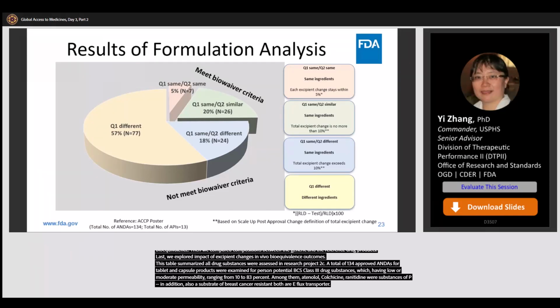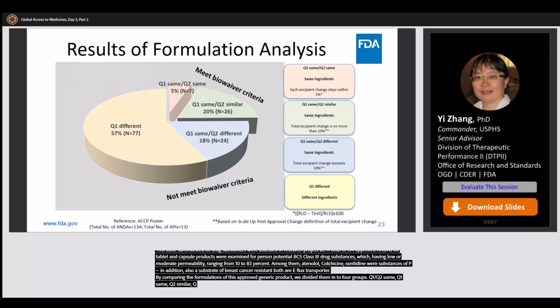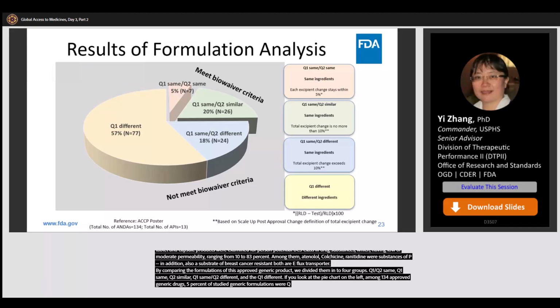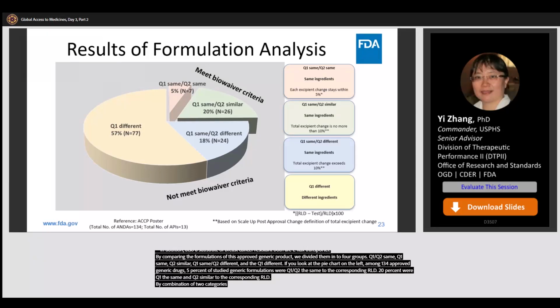By comparing the formulations of these approved generic products, we divided them into 4 groups: Q1, Q2 same; Q1 same, Q2 similar; Q1 same, Q2 different; and Q1 different. If you look at the pie chart on the left, among 134 approved generic drugs, 5% of studied generic formulations were Q1, Q2 the same to the corresponding RLD. 20% were Q1 the same and Q2 similar to the corresponding RLD. By combination of these 2 categories, a total of 25% meet formulation similarity criteria set in ICH M9 guidance.